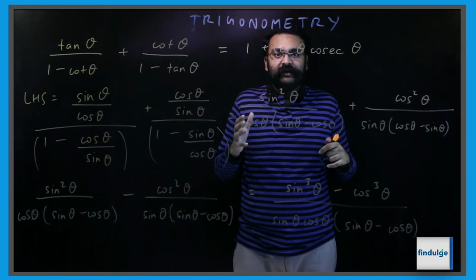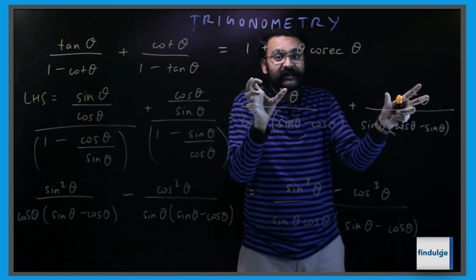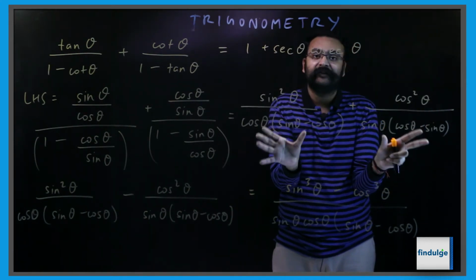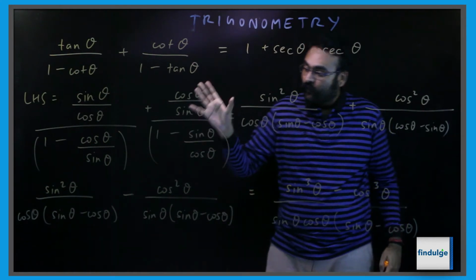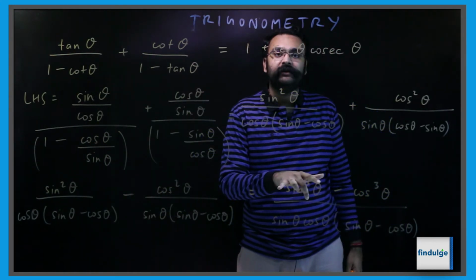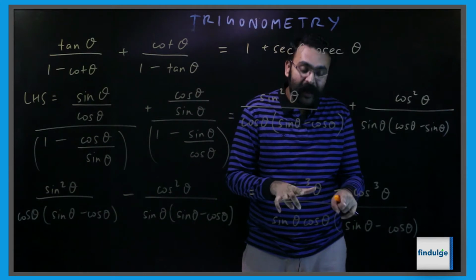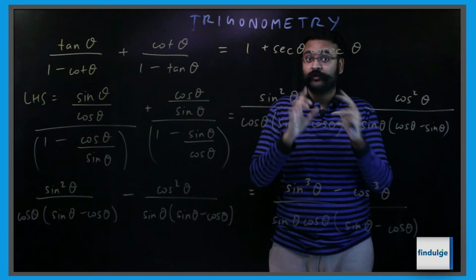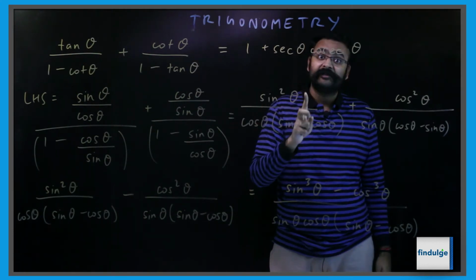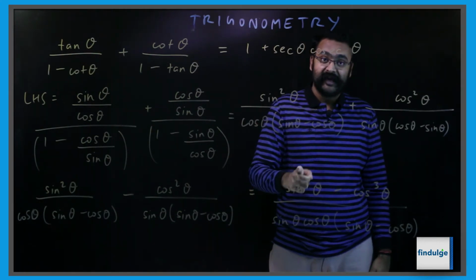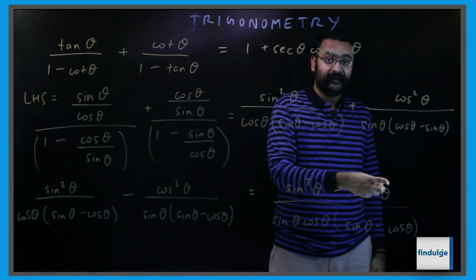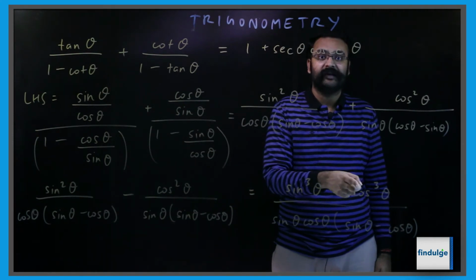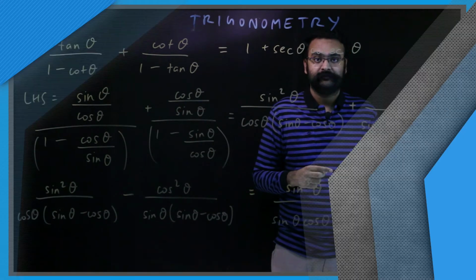Now you might be thinking that why did I do this? I had sine square plus cos square here, but I can't put them together, right? Because they had different denominators. With this, I got an easy multiplication. And now, although this is not a direct identity that we know from trigonometry, it is an algebraic identity. It is a cube minus b cube.